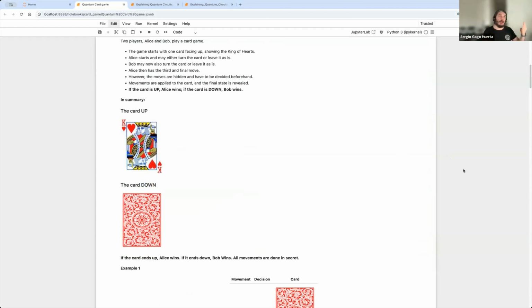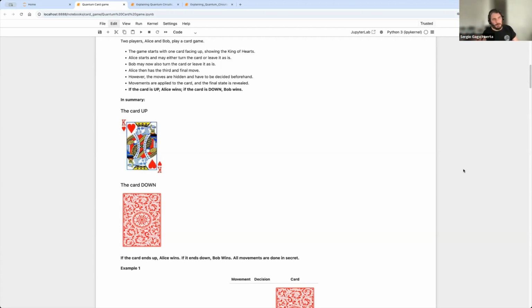Player 1, Alice, has 1 movement, which is either flip the card or leave it the way it is. The card starts looking up, and Alice can decide to flip it or not flip it. Then Bob goes in. Bob can decide to flip the card or not. And Alice comes last. Alice has 2 movements. Alice can decide to flip the card or not as her 2nd movement. All right. The winner of the game is: if the card ends up looking up, Alice wins the game. If the card is looking down, Bob wins the game. Easy peasy, right? It shouldn't be too difficult.